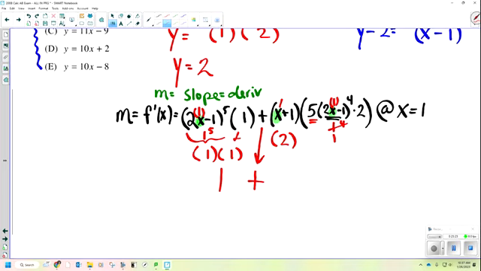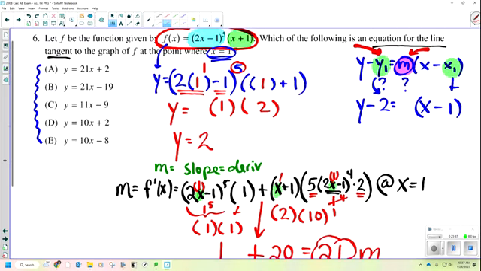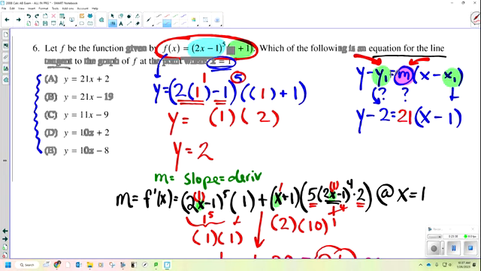1 times 5 is 5. 5 times 2 is 10. 2 times 10 is 20. 20 plus 1 is 21. And that's your m value. I got to plug that up above here for my m. 21. There you go.